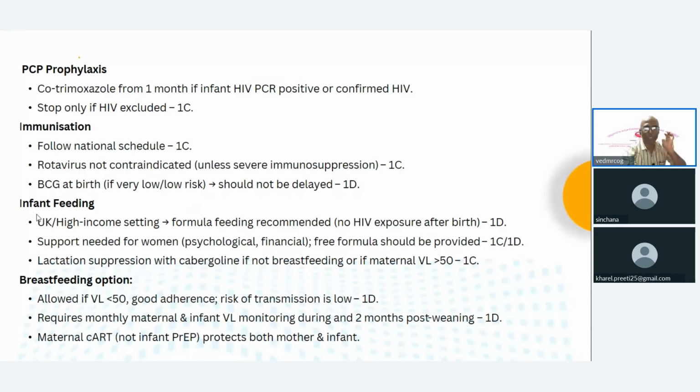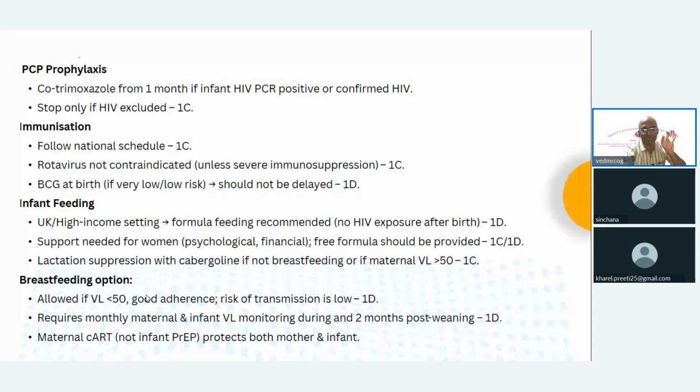Now coming to infant feeding. In the UK, they follow top feed. So formula feeding is recommended, with no HIV exposure after birth. Support is needed for women, psychological and financial, and free formula should be provided. Lactation suppression with cabergoline if not breastfeeding or if maternal viral load is more than 50. So the preferred option is formula feeding.